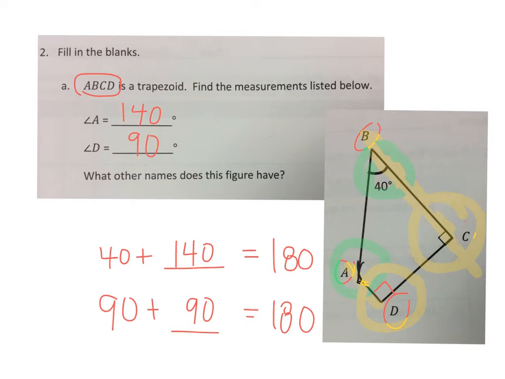Okay. Now, the next question says, what other names does this figure have? Sure, it's a trapezoid, but what else could I call it? Could I call it a parallelogram? No. What else could I call it? Quadrilateral. That's the only other name. But sometimes could figures have lots of different names? Yeah. So when you're thinking about what other names it could have, it could be called a polygon, right? Yeah, so let's write that.